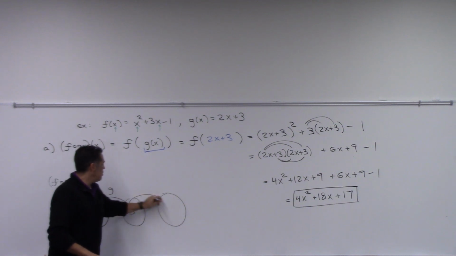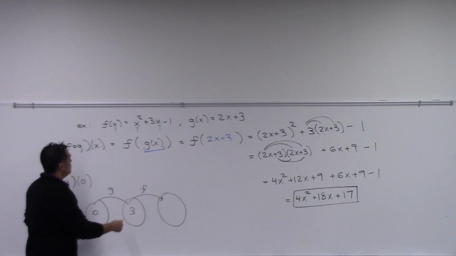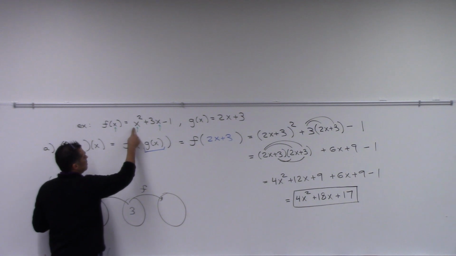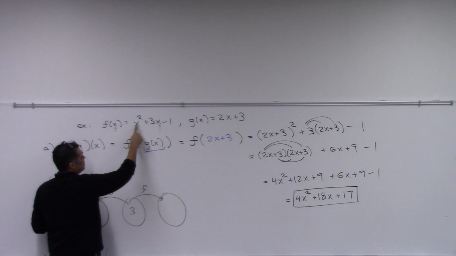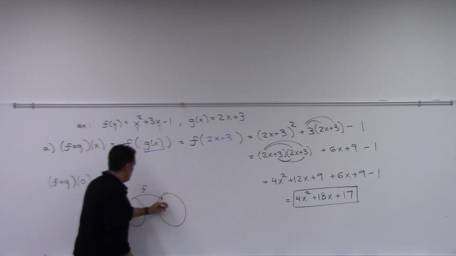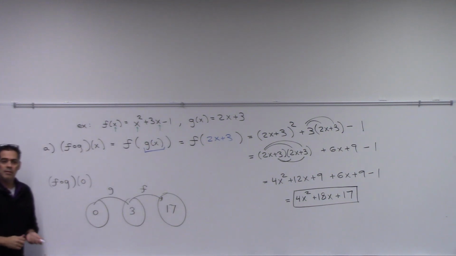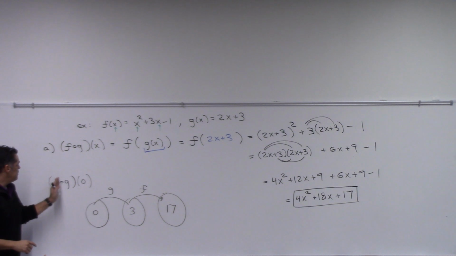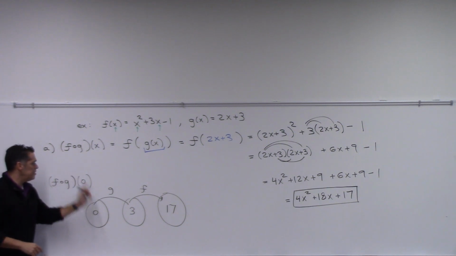And then what happens when you plug 3 into F? So plug 3 into this. What's 3 squared? 9 plus, what's 3 times 3? 9. So what's 9 plus 9? 18, take away 1, you get 17, right? You see that? Right? f of g of 0 is 17.